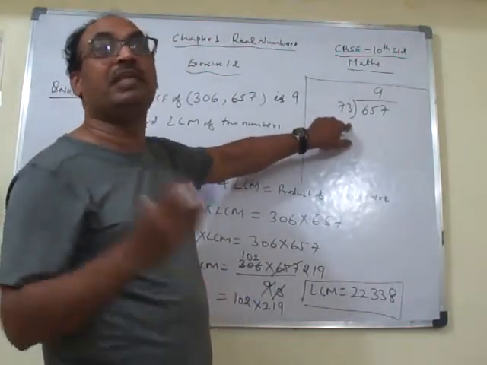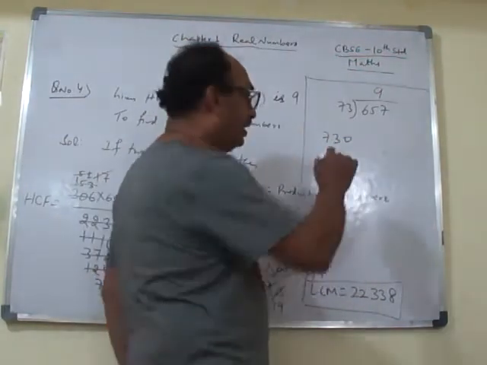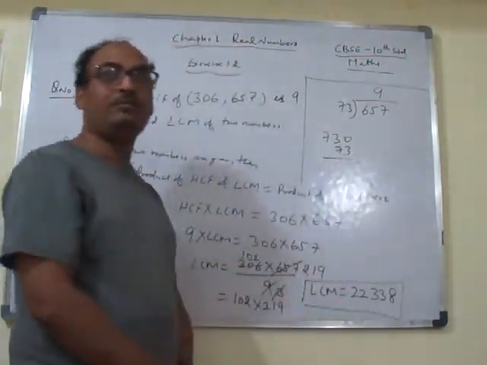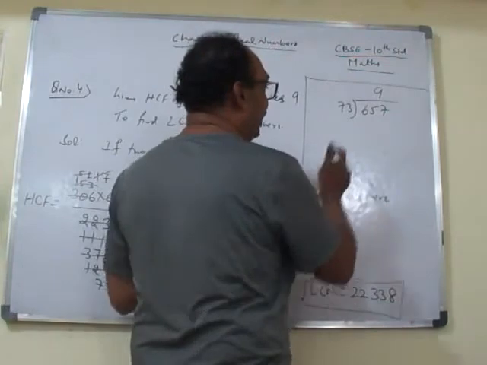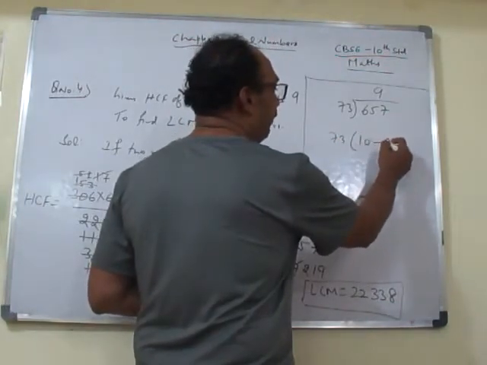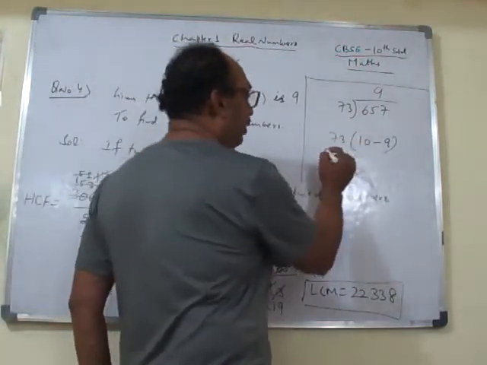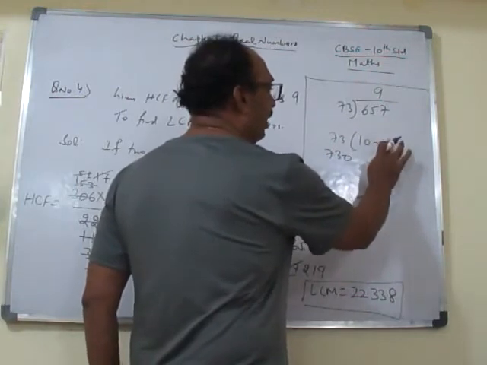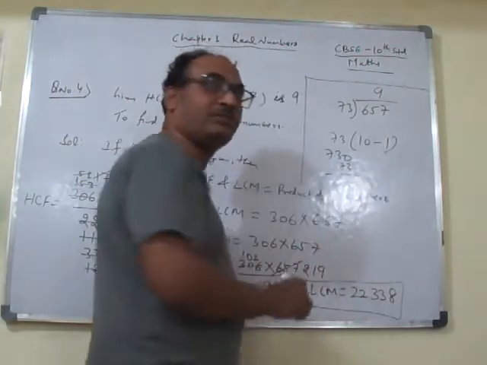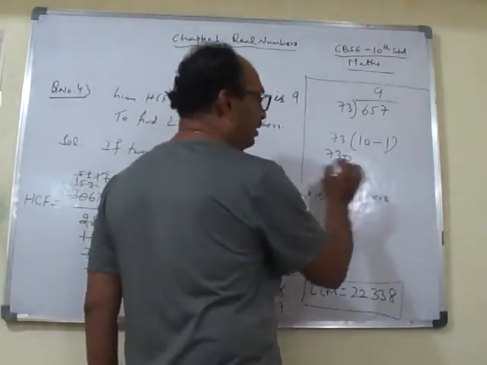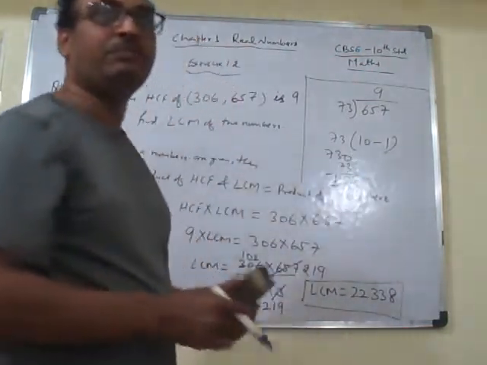Because 73 into 10, 730. So 730 minus 73. Why am I writing like this? Because 73 I want to multiply with 9. So I am writing 73 into 10, 730 minus, sorry, it is 1, not 9. So it is 73. 10, 3, 7, here 12 is there, 12, 7, 5, here 6 is there, 657 came.